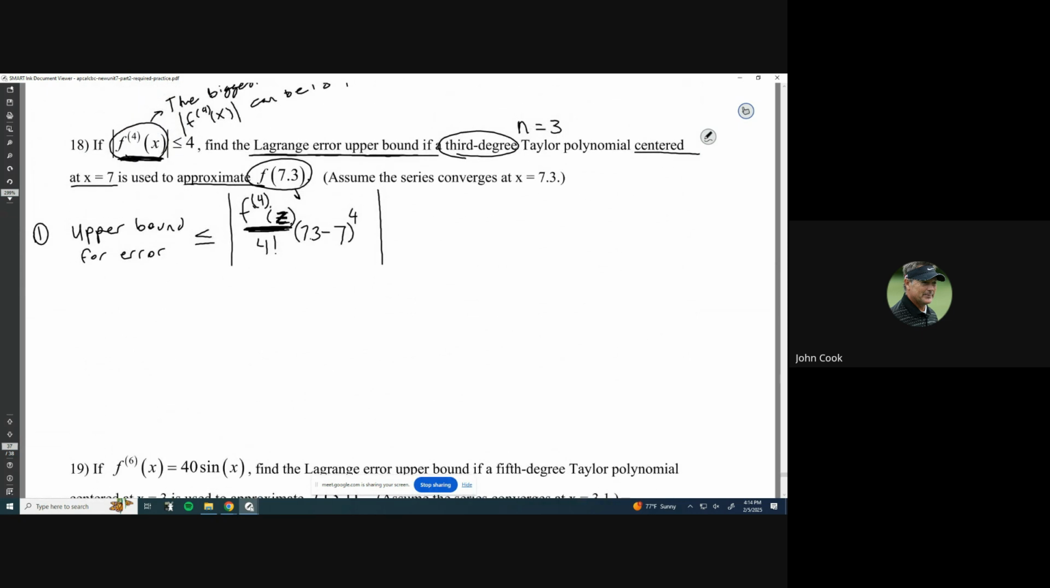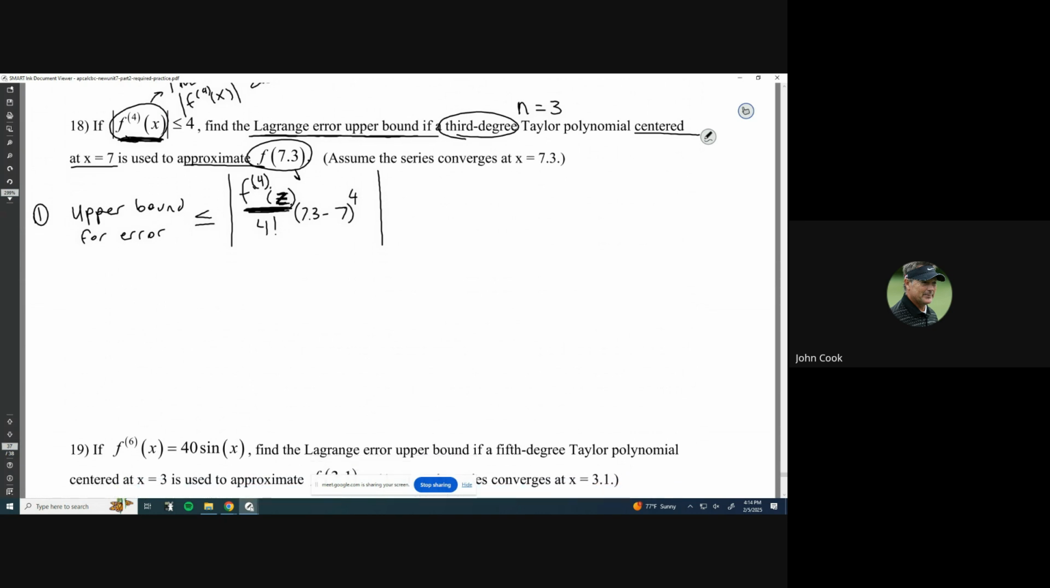Now let me simplify this a little bit. So 7.3 minus 7, that's just 0.3. Oh, actually, I shouldn't have erased that yet. So 7.3 minus 7. I'm going to leave that up there for a second. So usually what happens at this point is then we'd be given the fourth derivative, or we can solve for the fourth derivative, and we would graph it out. And we'd look over this interval, starting at 7 and going all the way up to 7.3.